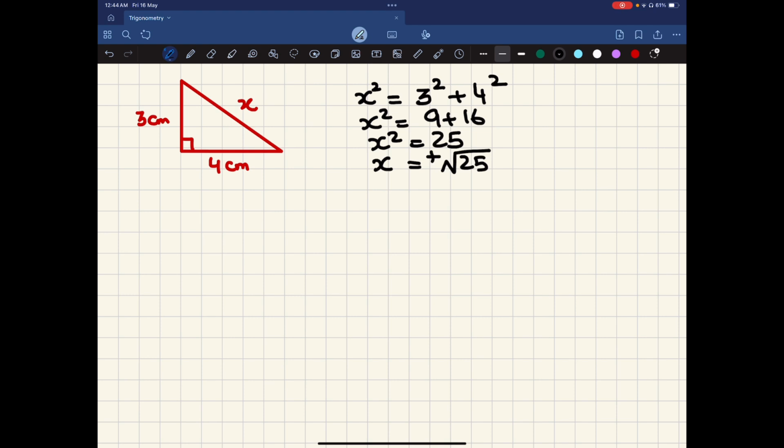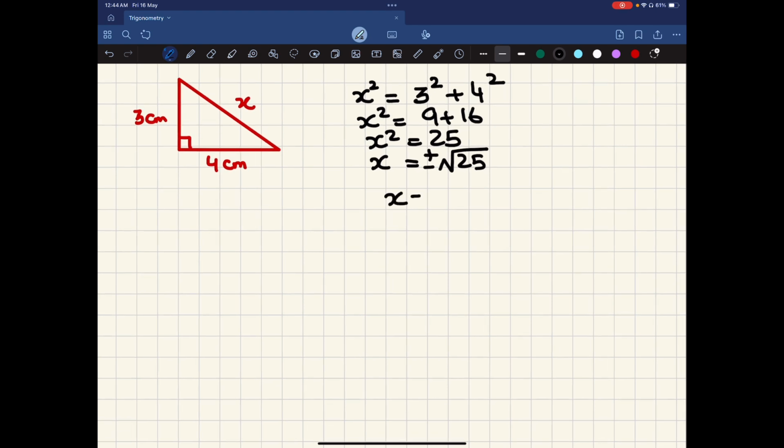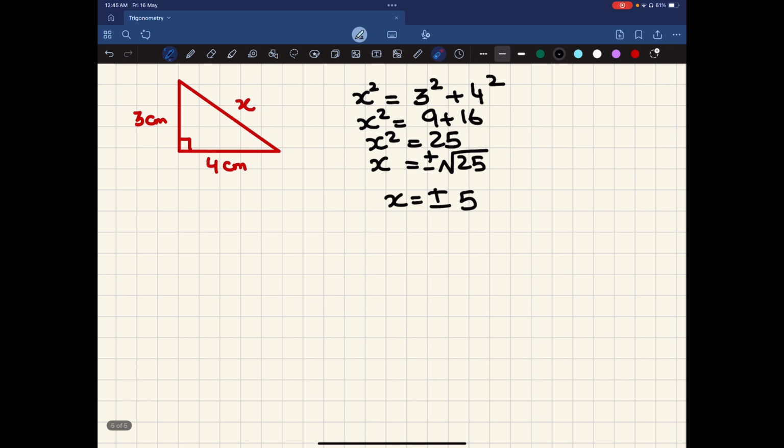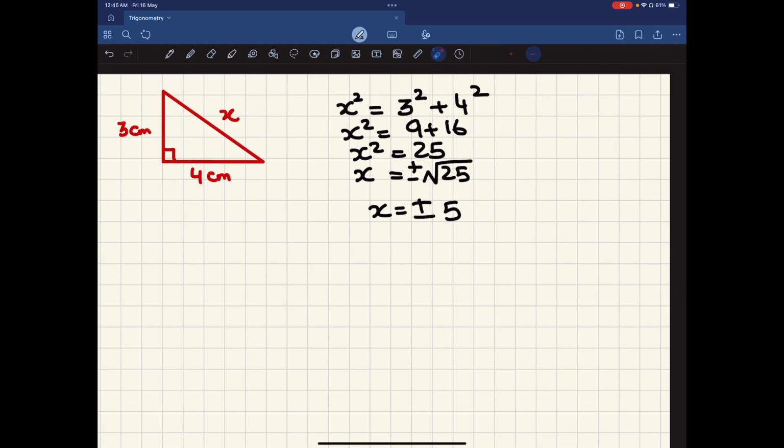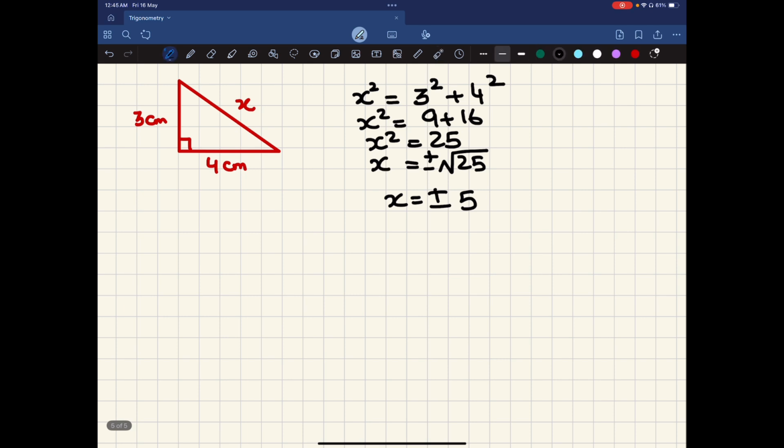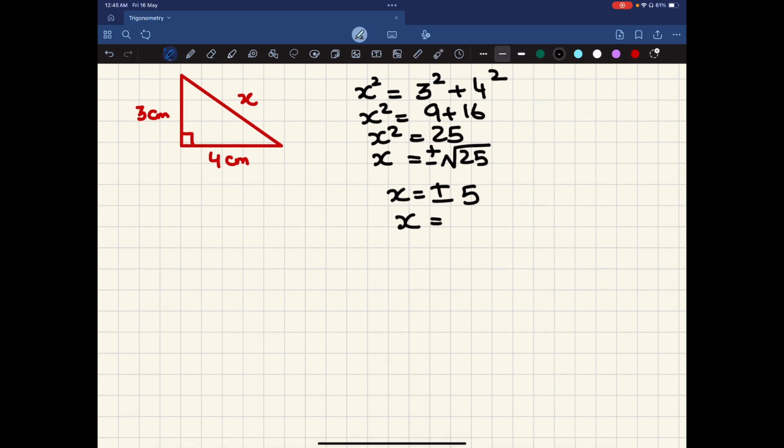And we always add a positive negative sign outside the square root. However, because we're discussing the length here, x is the length, it cannot be negative, right? So we're going to ignore the negative value of x and we're going to choose x is equals to 5 centimeters. Okay, let's do another quick example.